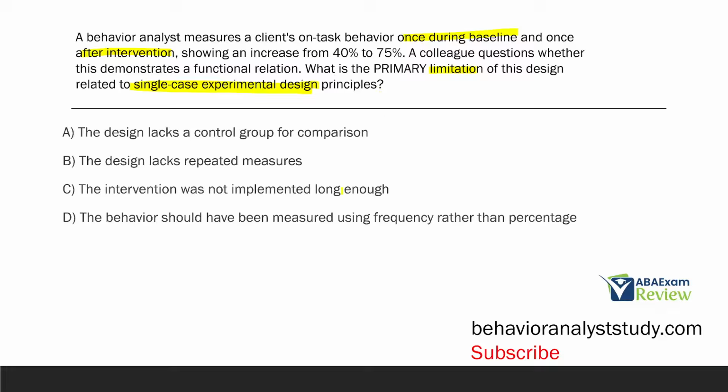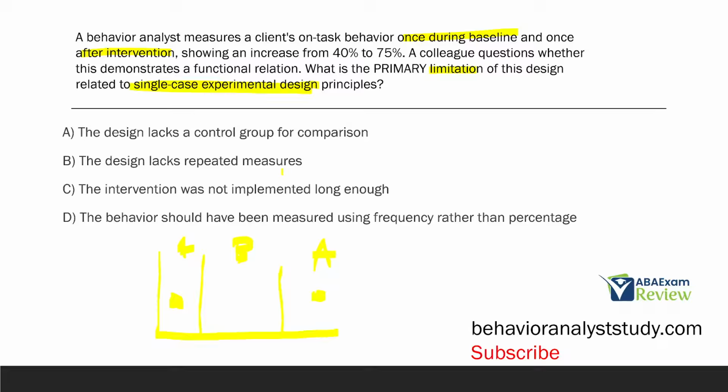Now, is that ever okay during single subject, right? No, like let's think about our ABA design. Based on this data, we have one data point here, one data point here. Is that enough to demonstrate a functional relation? Not nearly. So what limitations does this show? A, this design lacks a control group for comparison. Well, in single case experimental design, we don't have a control group, right? Because the individual is their own control.